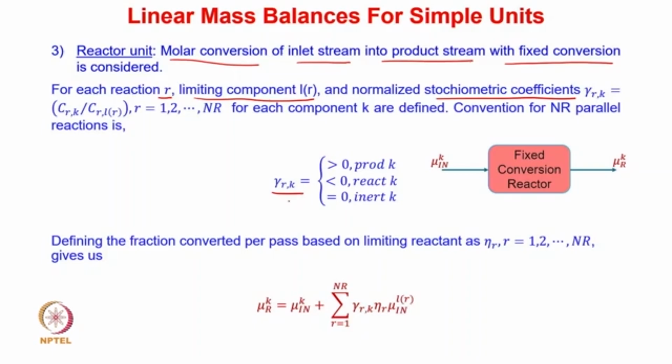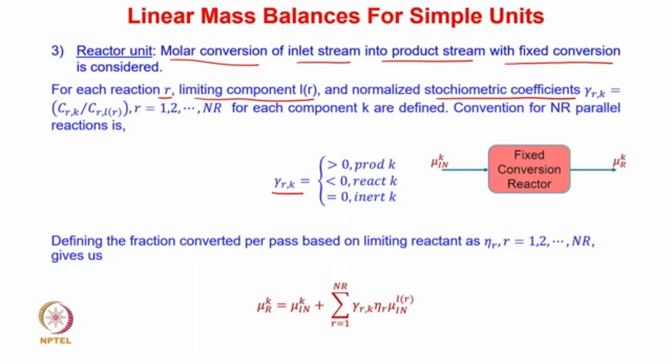You can see that gamma RK is greater than 0 when the component K is a product, whereas gamma RK is less than 0 when the component is a reactant, whereas when the component is inert, in that case gamma RK is equal to 0. So now with this information we can write down the mass balance.